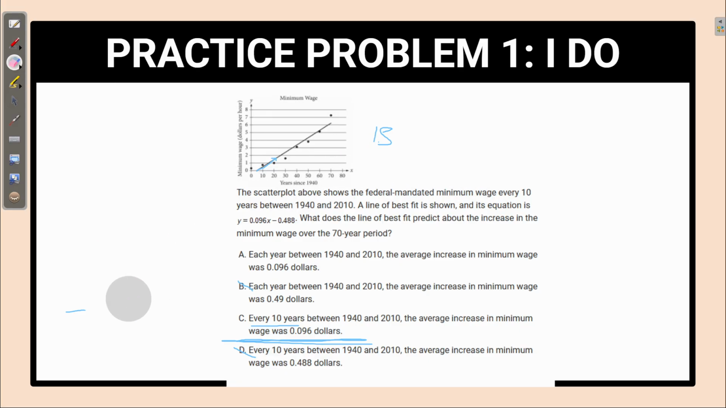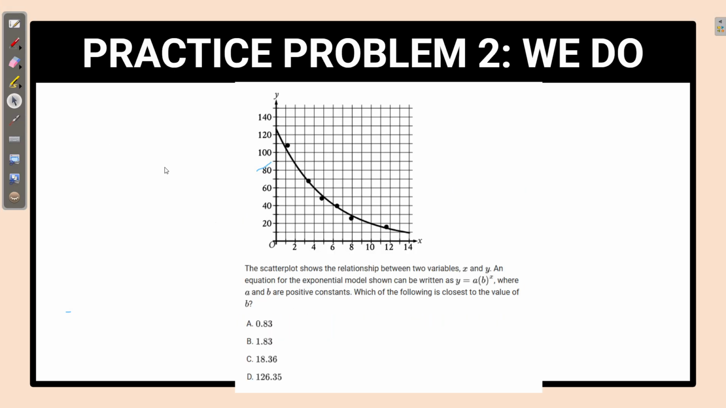So likely that's not going to be the answer, but let's just prove that A is the answer. So A, we would have 0.1 times 15 because it's every year. We don't have to divide by 10. And that would be 1.5, which is what we calculated before. So our answer here is going to be A. Hopefully that made sense.